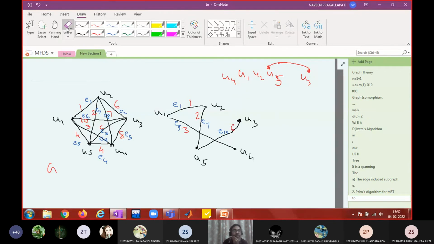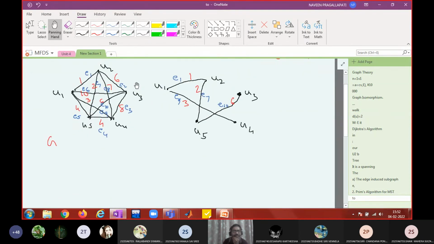6. Now all the vertices are got: 1, 2, 3, 4, 5. 5 vertices we obtained. What is the weight? 12. Is it 12? One plus 2 plus 3 plus 6. 5 vertices, 4 edges, that's it. 9, 10, 12.